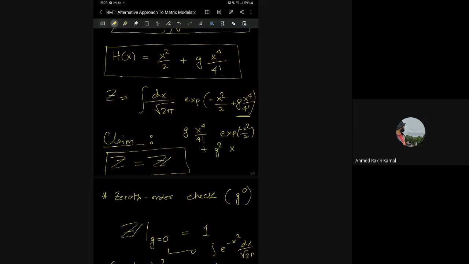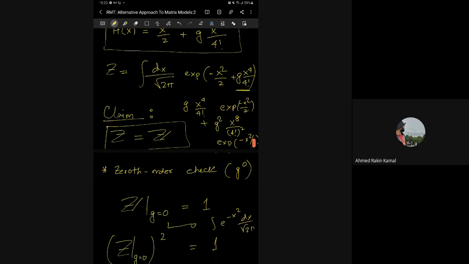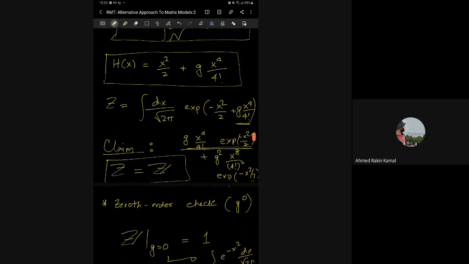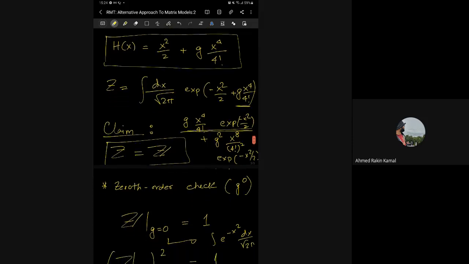The next term will be g squared x^8 by 4 factorial squared and exponential minus x squared by 2, and so on, in different powers of g. You can expand this integral like this. So what we have to learn is how to do these integrals. If we do these integrals, then we can check if our analysis holds. That is, if we can generate the graph numbers from this one degree of freedom partition function.